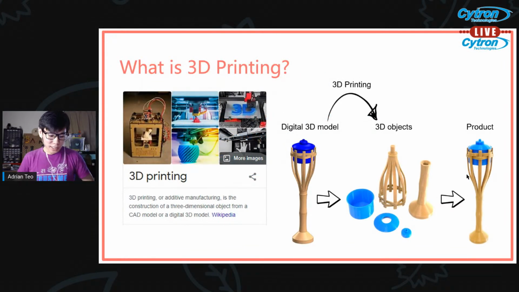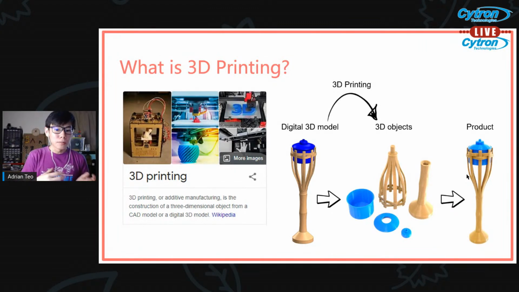So the big question here: what is 3D printing? And of course, what is 3D modeling? In this image here, 3D printing involves a few processes, but before you begin 3D printing, first you will need a digital 3D model. The digital 3D model doesn't just appear out of nowhere. You need to design the 3D model before you can enter the 3D printing process to create 3D objects, and at the end of the day, you have a product. Right, so this is the process of 3D printing.